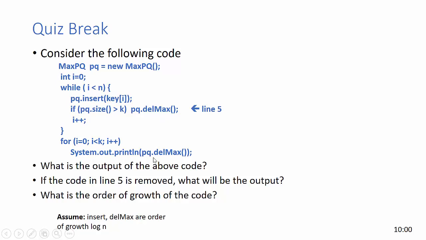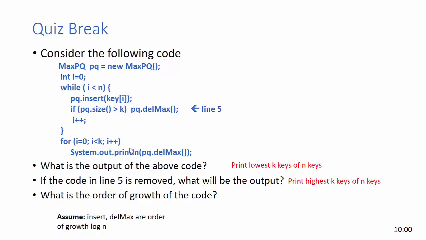So the output of the code is going to be, I think what you have to recognize is that every time we insert something, we delete the max if the size is k. So we're maintaining a priority queue of size k, so it's the k least elements. So what you're printing is the lowest k keys in n keys. So what if we remove this? If you remove this, then you will build a priority queue of size n, and then you print the top k elements of that. So we print the highest k elements of these n keys.